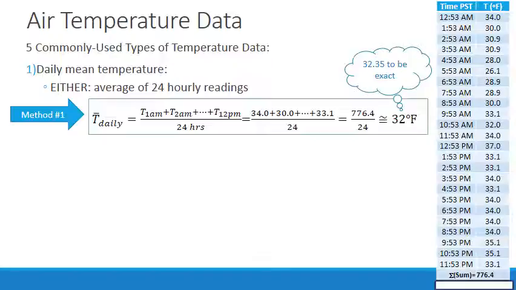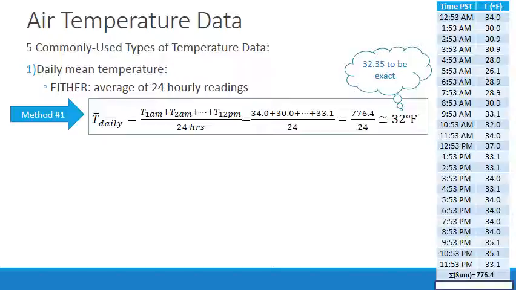Okay, I got 776.4 for the sum of all 24 hourly observations. And then I divided that sum by 24 hours to get 32.35 degrees. Is that something like what you got?